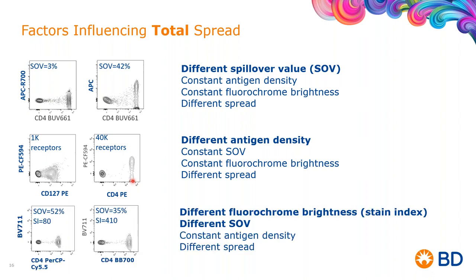Similarly, and this is another great example, if we take two dyes, PSI5.5 and BB700, they're fairly similar in terms of spectral property. They're detected in the same detector, okay? But if you look at the spillover value, CD4 PSI5.5 has more overlap than BB700, 52% and 35%. However, BB700 is much, much brighter than PSI5.5. So now when we look at the total spread, even though PSI5.5 has a higher spillover, the much higher brightness of BB700 is responsible for contributing overall to a larger spread.